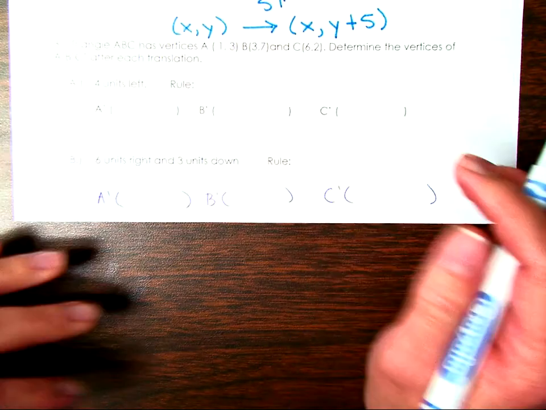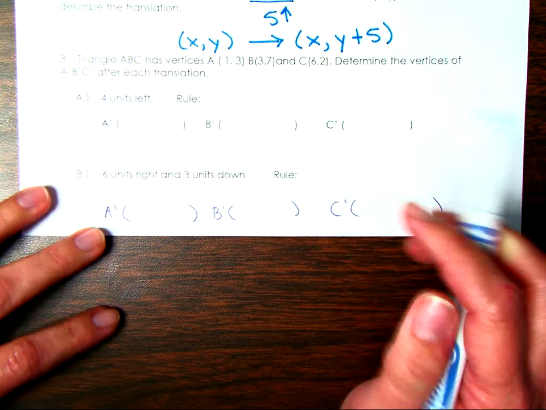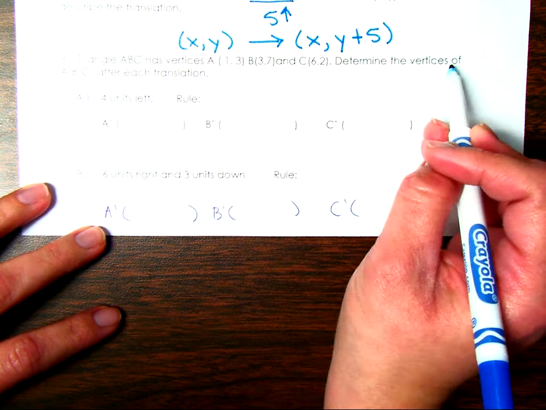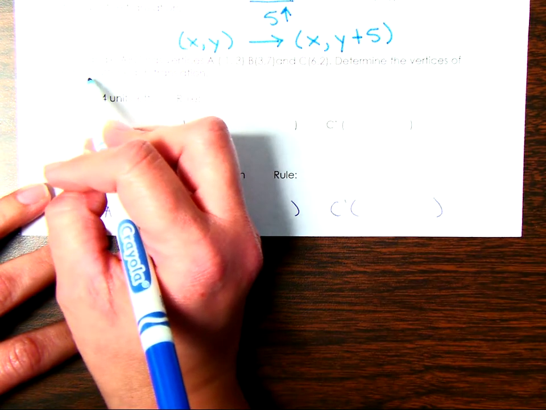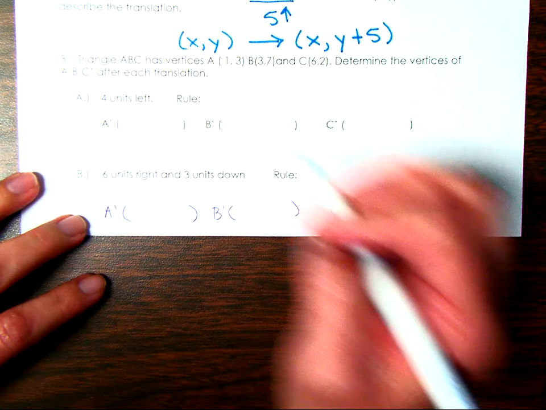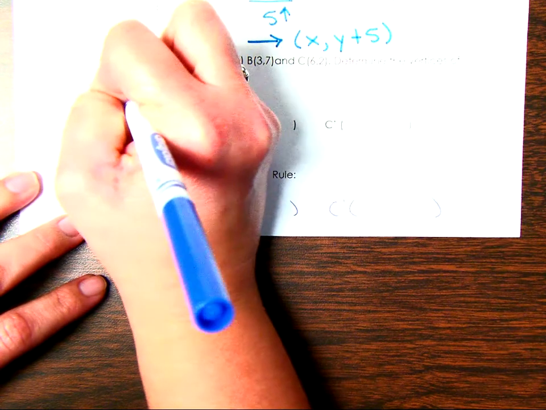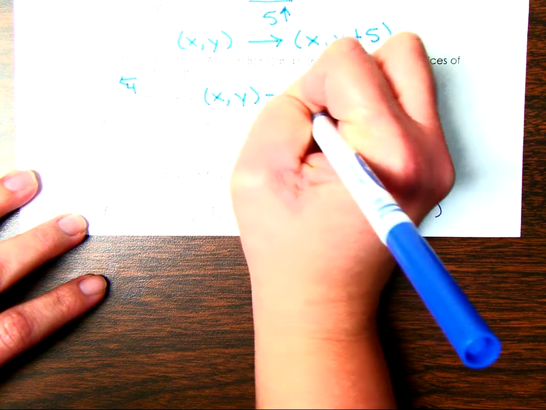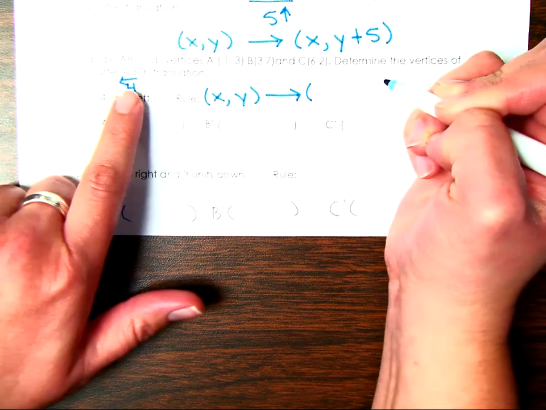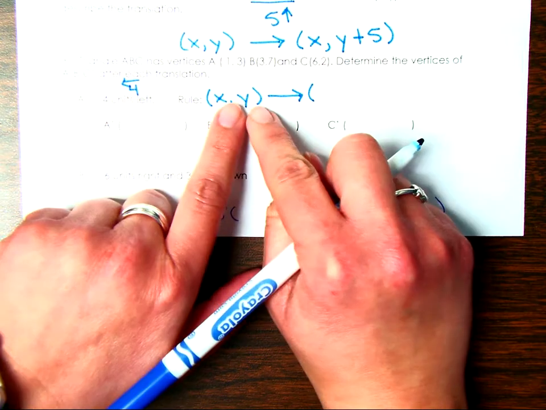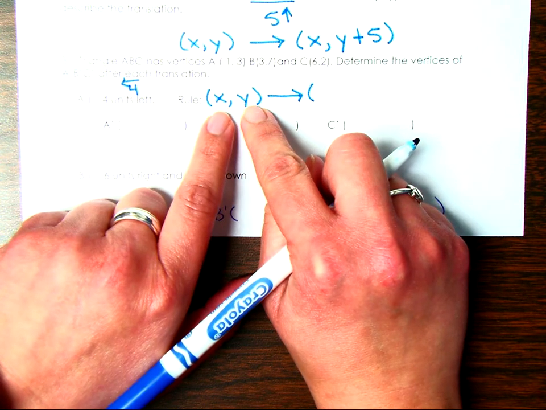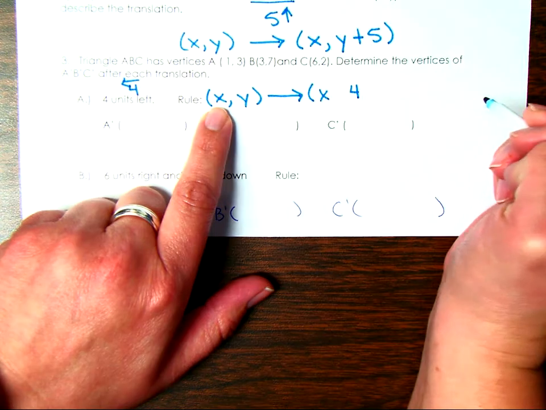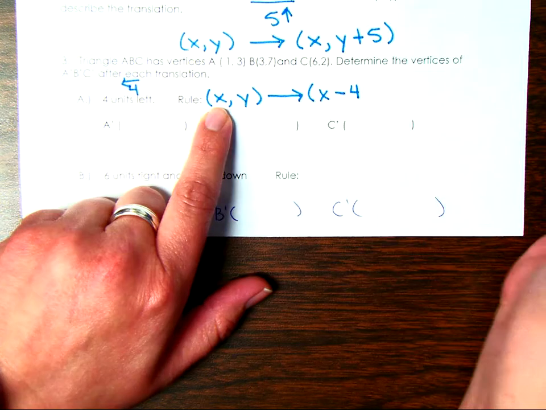Okay, so let's look at a little bit more before we get some independent practice for you. So it says triangle ABC has vertices of A (1, 3), B (3, 7), and C (6, 2). Determine the vertices of A prime, B prime, C prime after each translation. So 4 units to the left. So first we're going to write our rule. X, Y is my original to my new. So if I'm going to the left, is my X's or my Y's going to be changing? Left to right are X's. And anytime I'm moving to the left, I'm going to subtract.